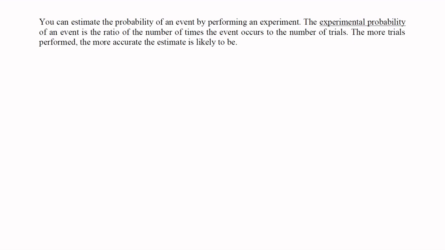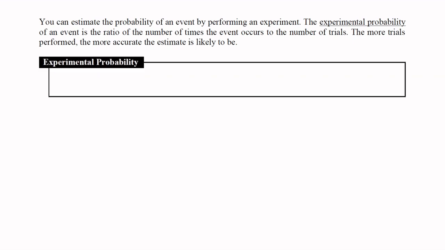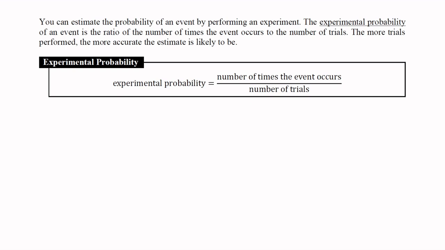You can estimate the probability of an event by performing an experiment. The experimental probability of an event is the ratio of the number of times the event occurs to the number of trials. The more trials performed, the more accurate the estimate is likely to be. So an experimental probability, you're going to have the number of times the event occurs divided by the number of trials.